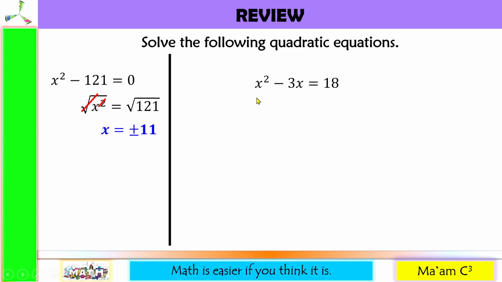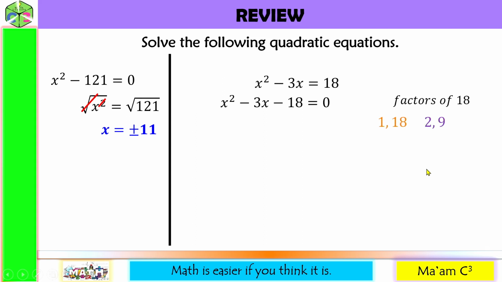Number 2, we have a complete quadratic equation and we are going to use factoring. First, I'm going to move 18 on this side and equate this to 0. I'm going to determine the factors of 18. Those are 1 and 18, 2 and 9, 3 and 6. I'm going to bring out my magic x. On top, I'm going to write the constant term, negative 18. At the bottom is the numerical coefficient of the linear term, which is negative 3.